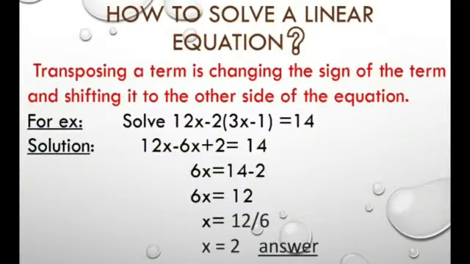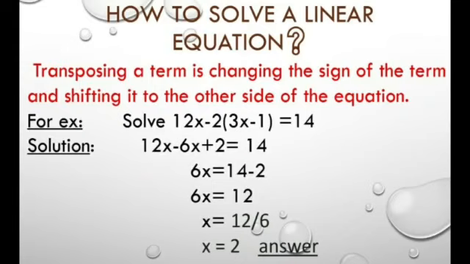Next topic is how to solve a linear equation. Transposing a term is changing the sign of the term and shifting it to the other side of the equation. If we transpose any term to other side of the equation, from left hand side to right hand side or right hand side to left hand side, then sign is reversed. Plus becomes minus, minus becomes plus. Multiply becomes division and division becomes multiplication. Right?